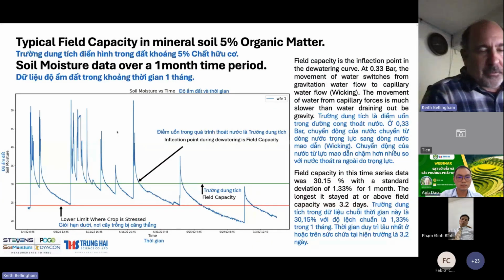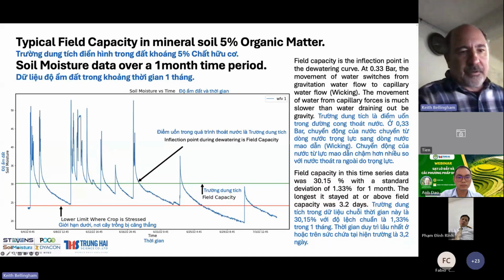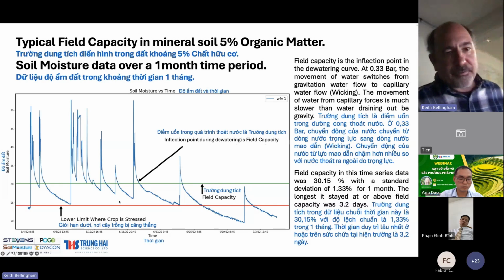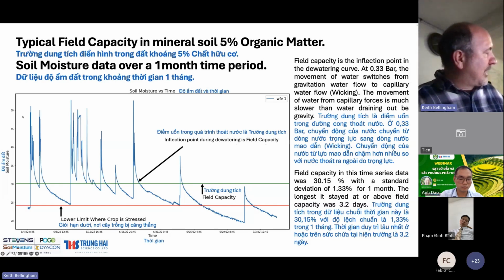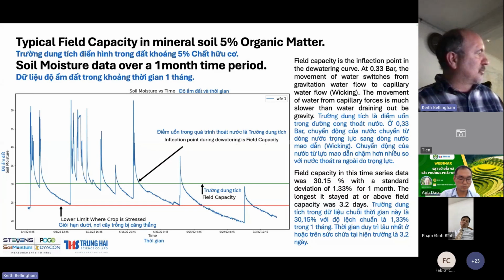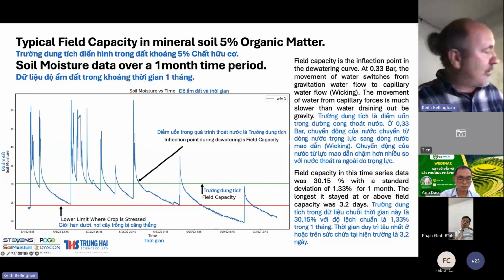To illustrate this, we have a graph, and on the x-axis of the graph is time. This is about 1 month of data. And on the y-axis, we have soil moisture. We see that the green line is field capacity for this type of soil. This is a silt soil that's about 5% organic matter. And we see the rain events occur.